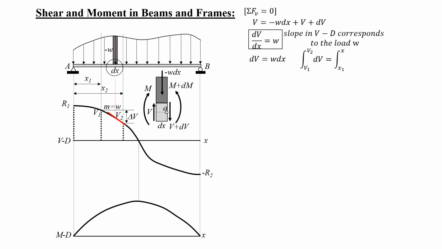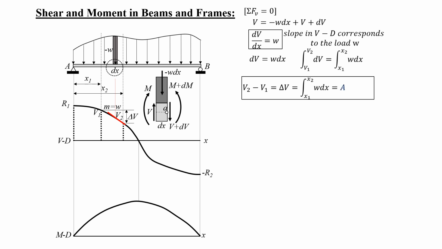So the integral of dv from v1 to v2 is equal to the integral of the right side, w dx, from x1 to x2. So v2 minus v1, which is delta v, is equal to the integral from x1 to x2 of w dx, which is the area of this strip here, w dx, and therefore it is the area of the load between x1 and x2.